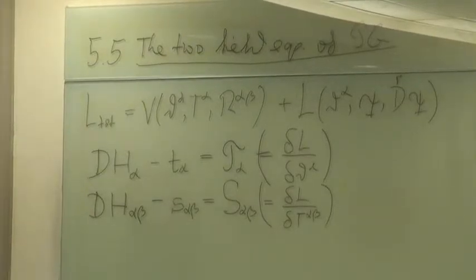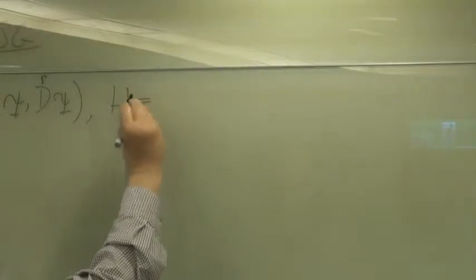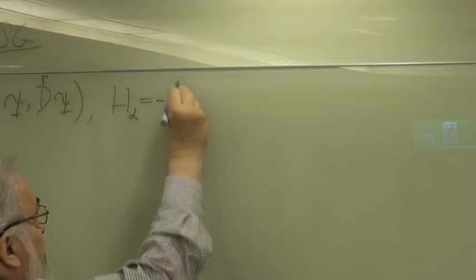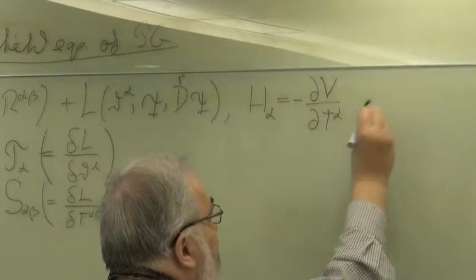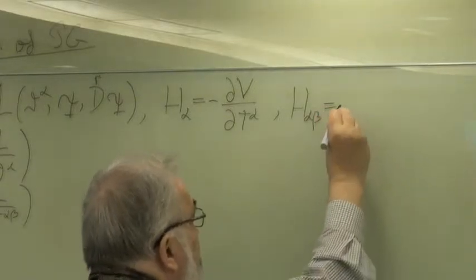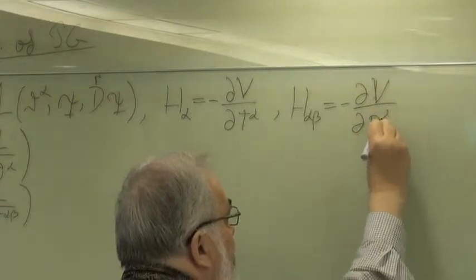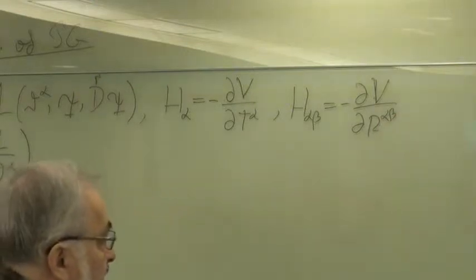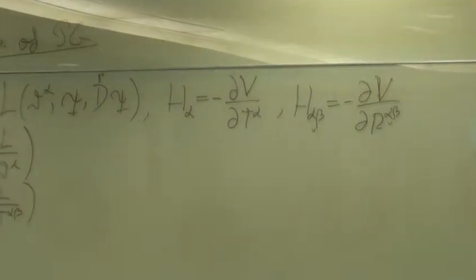These are the two field equations, and we have to recall the definition of the excitations, like in Maxwell's theory. The excitations are just minus the derivative of the Lagrangian of the gravitational field with respect to the torsion, and here we have the Lorentz excitation, which is anti-symmetric, minus dV over dR alpha beta, anti-symmetric, of course. I just indicate this here. So this is anti-symmetric here and here and here.